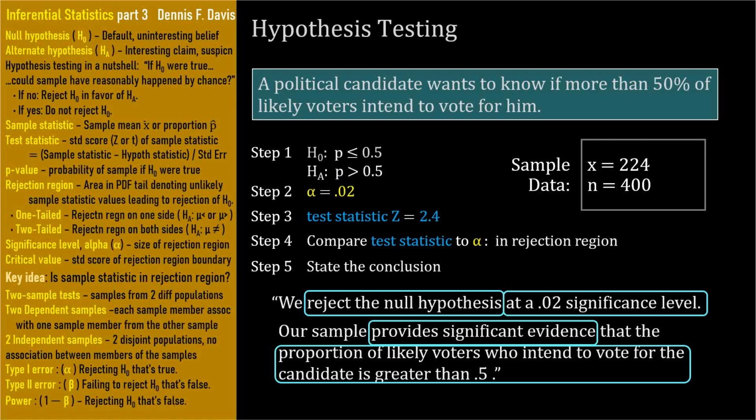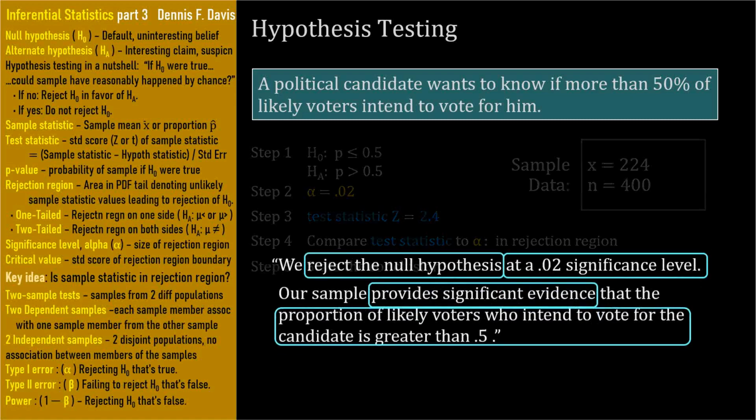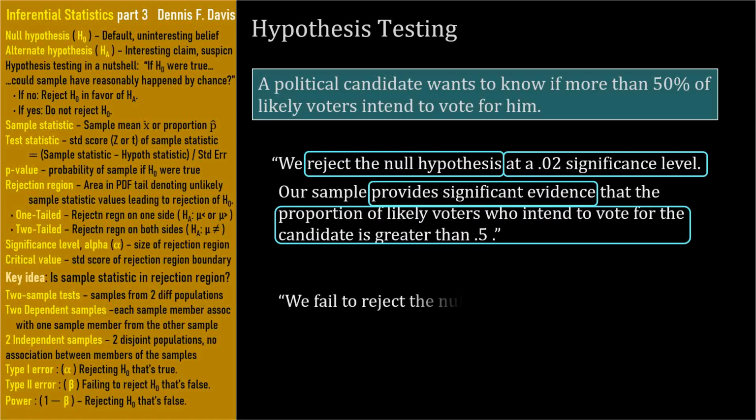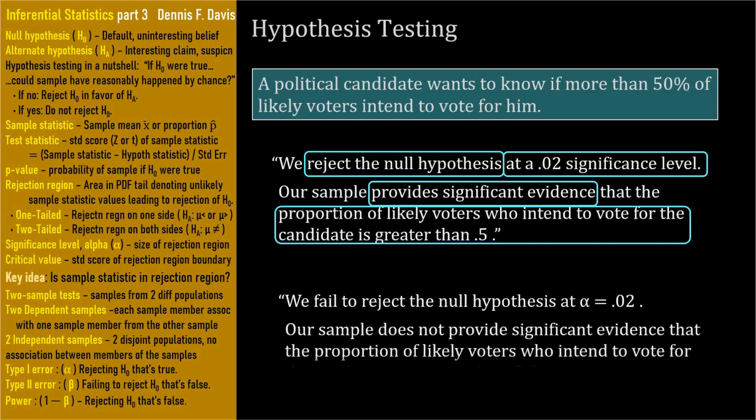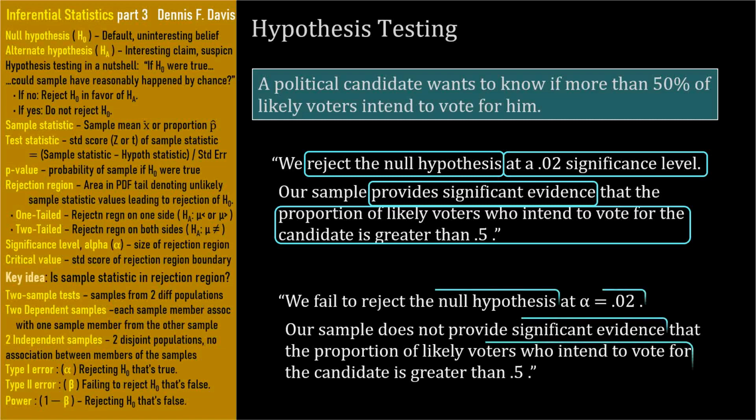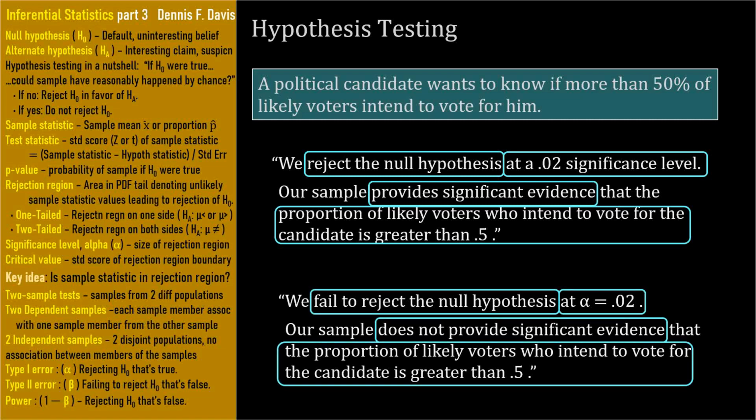the findings. If we had reached the opposite conclusion for this problem, we fail to reject the null hypothesis at a 0.02 significance level. Our sample does not provide significant evidence that the proportion of likely voters who intend to vote for the candidate is greater than 0.5. These sentences have the same components.